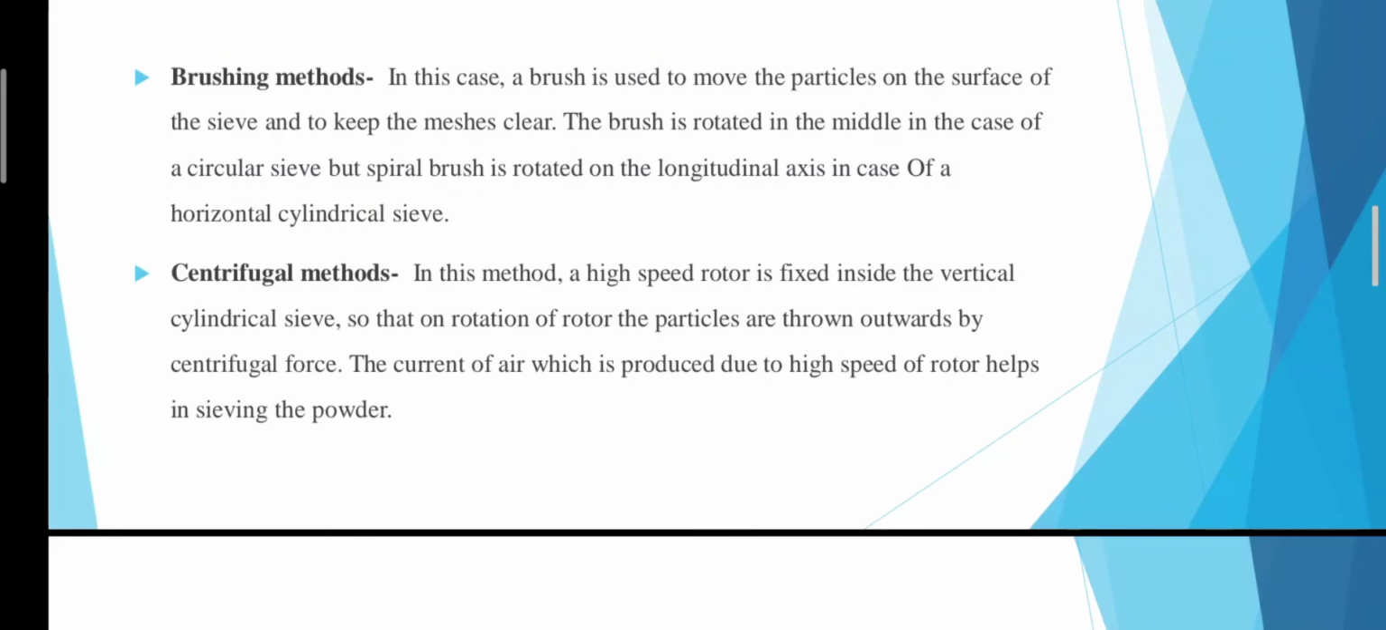Centrifugal methods. In this method, a high-speed rotor is fixed inside a vertical cylindrical sieve, so that on rotation of the rotor, the particles are thrown outwards by centrifugal force. The current of air which is produced due to the high speed of the rotor helps in sieving the powder. Next we will see how centrifugal methods work; brushing methods and agitation methods are done. We will see some separators like the cyclone separator and air separator.